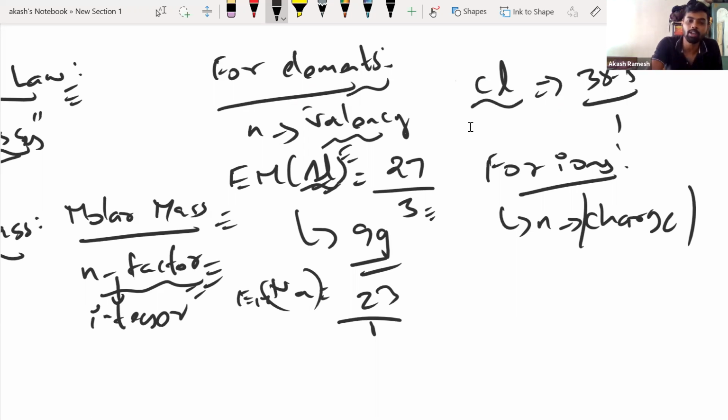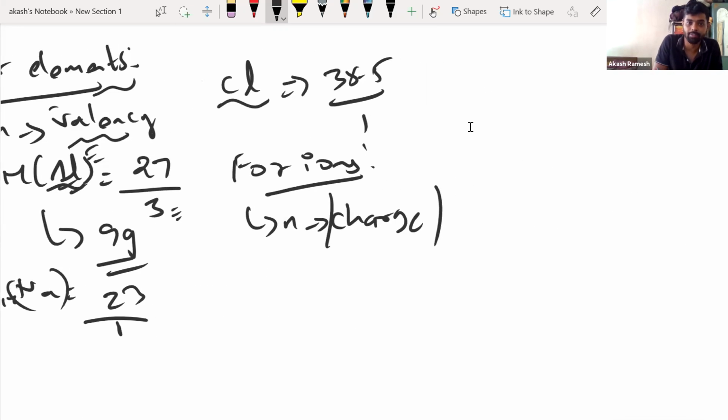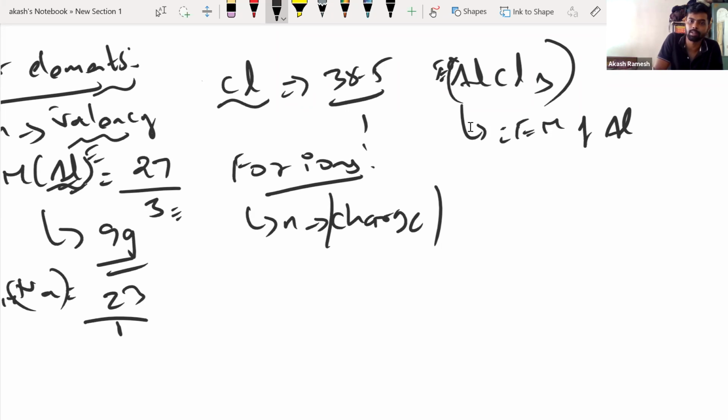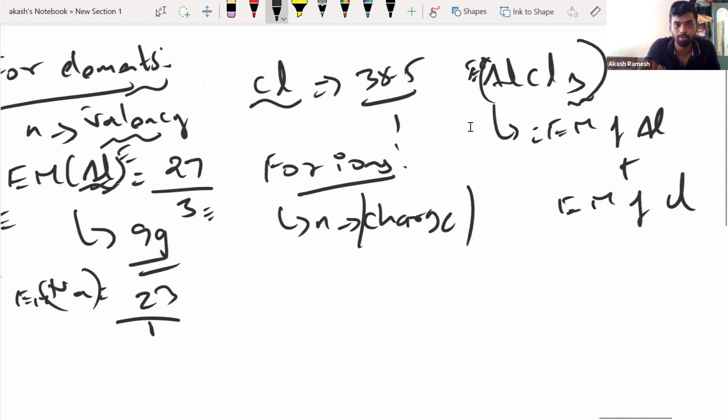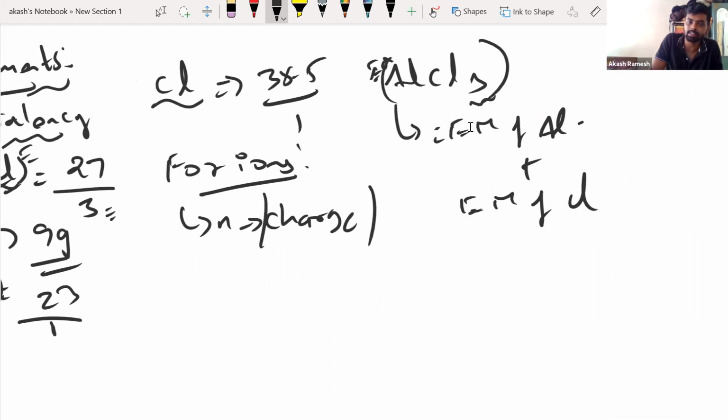Now if at all you have an ionic compound, say for example, I want to find the equivalent mass of aluminium chloride. It is very simple, people. This is equal to the equivalent mass of aluminium plus the equivalent mass of chlorine. You don't have to include this 3 and all. The beauty of the equivalent concept, I'll tell you in some time. It's a very beautiful concept. Anyways, we don't have to spend time. So it is equal to the equivalent mass of aluminium plus the equivalent mass of chlorine.